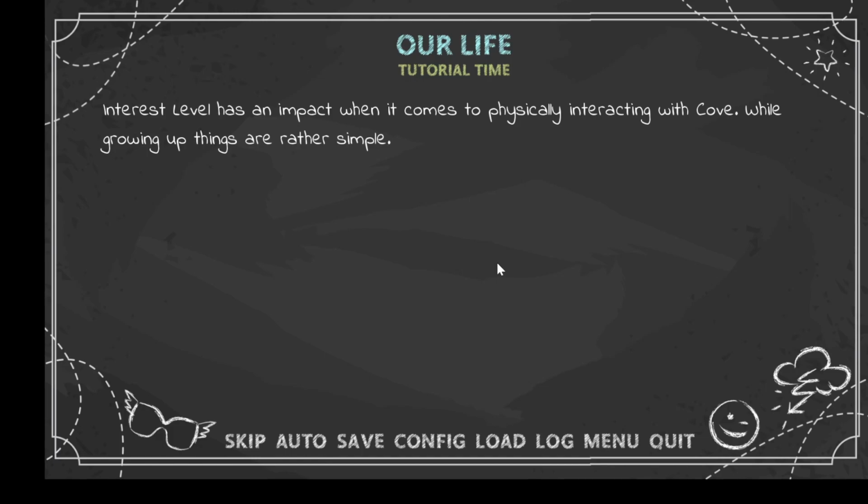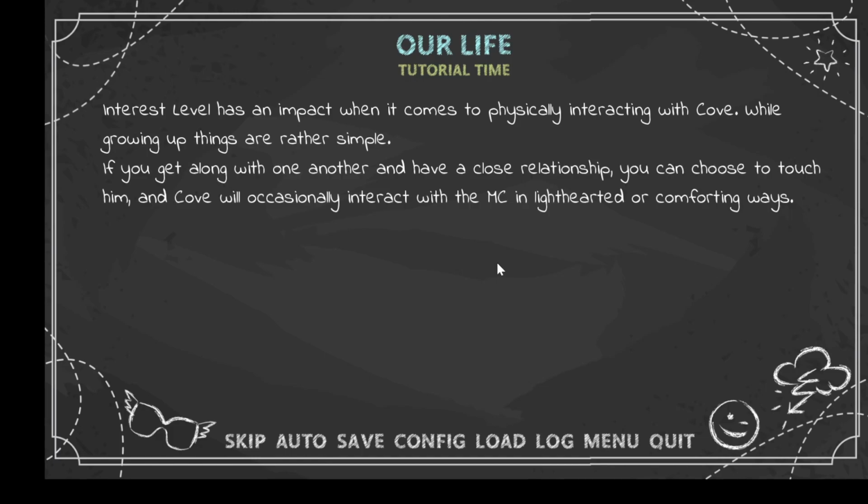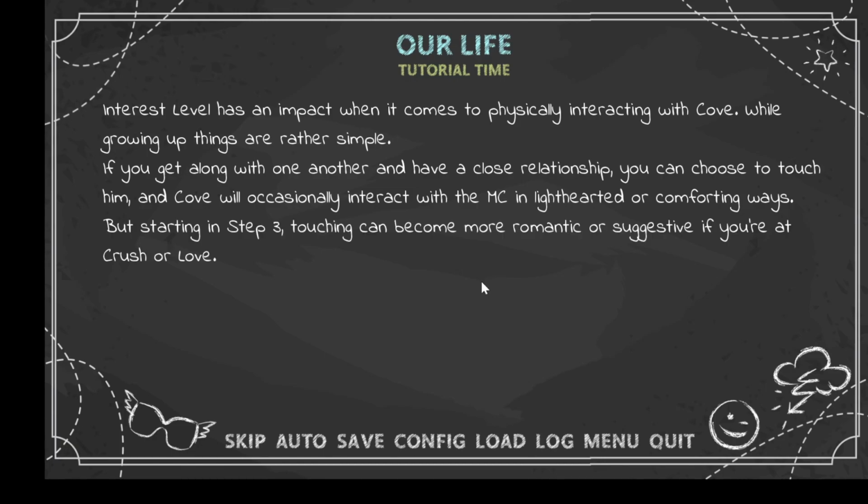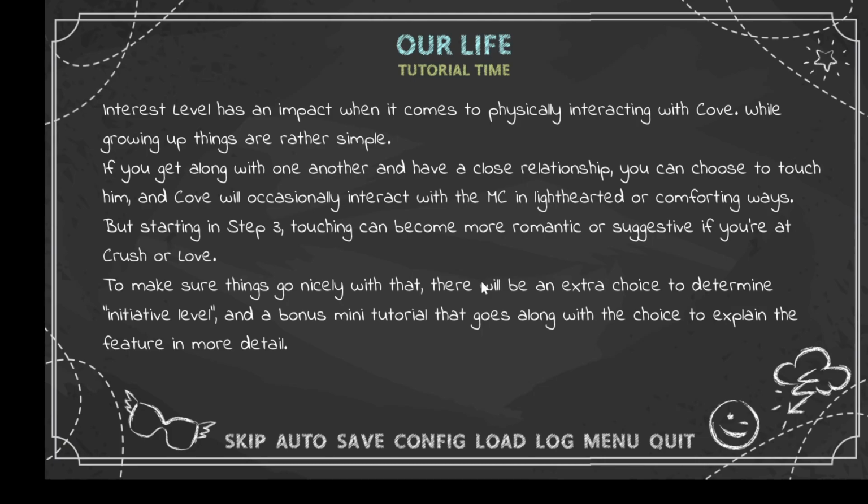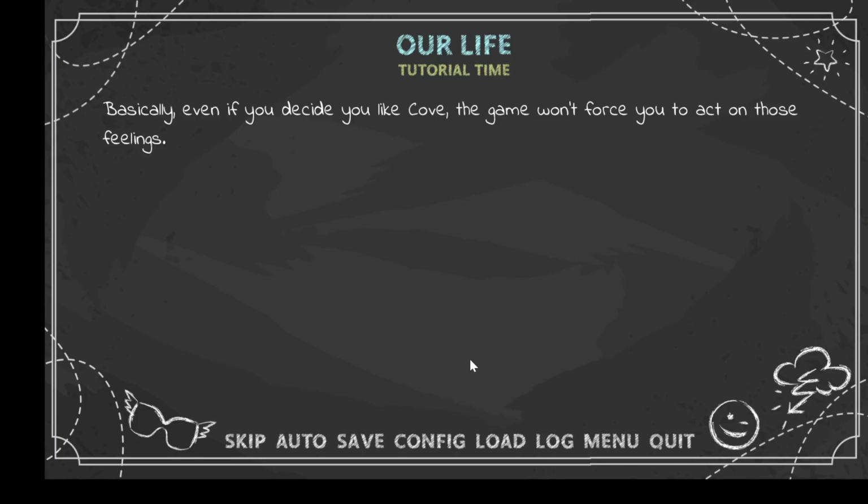While growing up, things are rather simple. If you get along with each other and have a close relationship, you can choose to touch him, and Cove will occasionally interact with the MC in lighthearted or comforting ways. But starting in step 3, touching can become more romantic or suggestive if you're a crush or love. To make sure things go nicely with that, there will be an extra choice to determine initiative level, and a bonus mini tutorial that goes along with the choice to explain the feature in more detail.